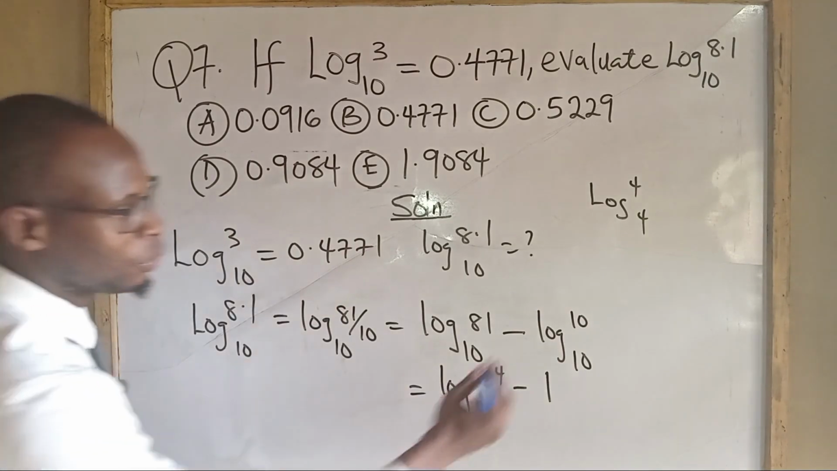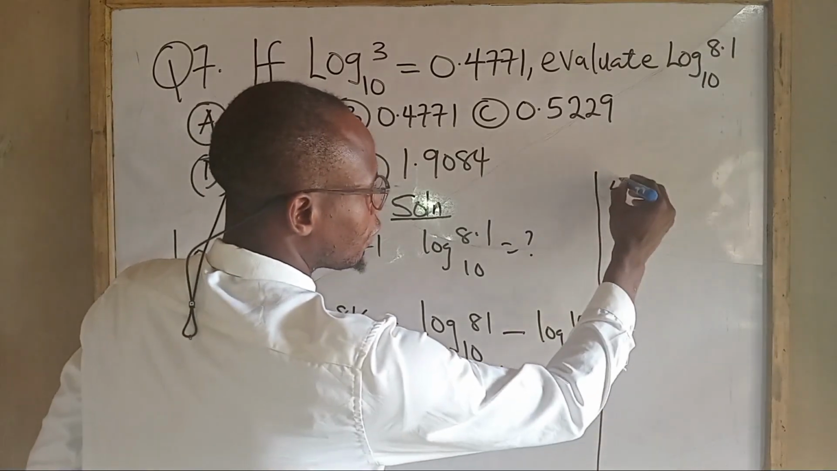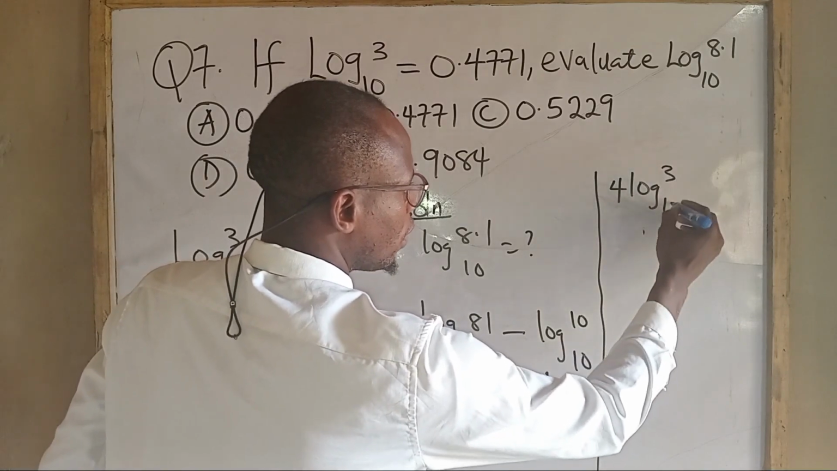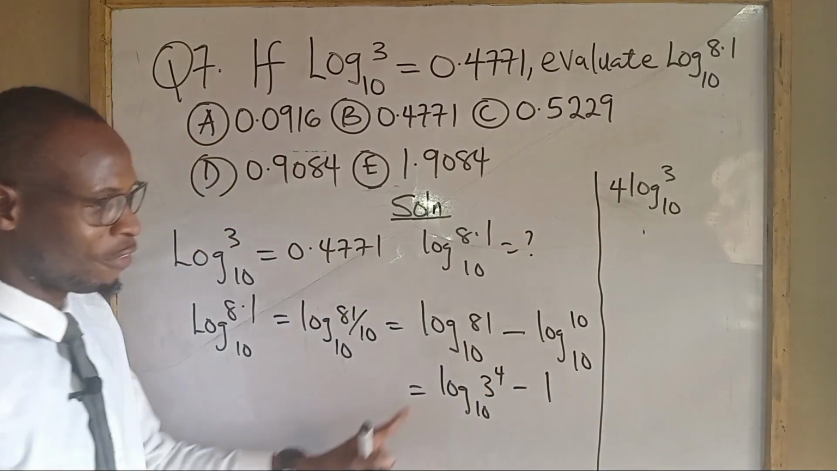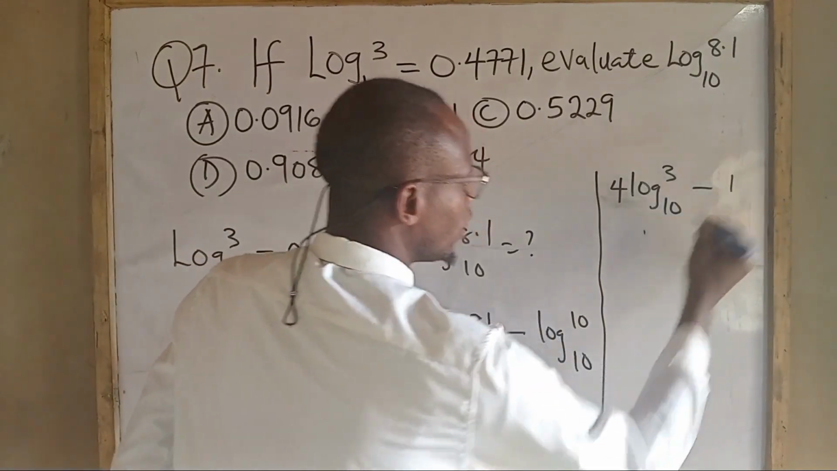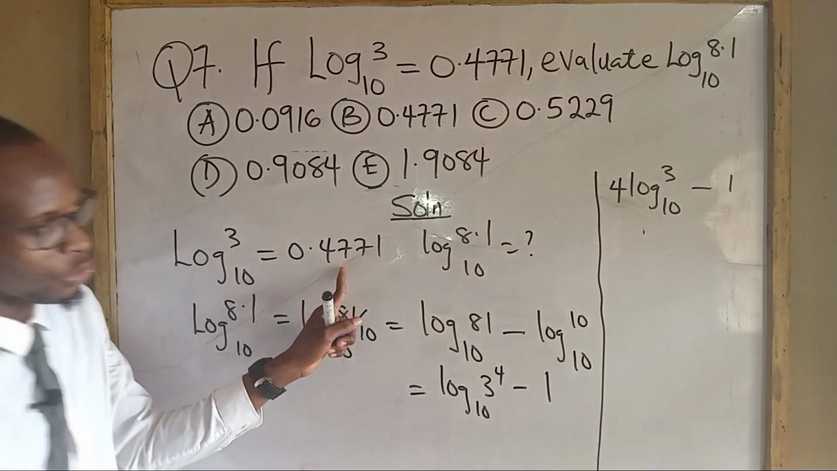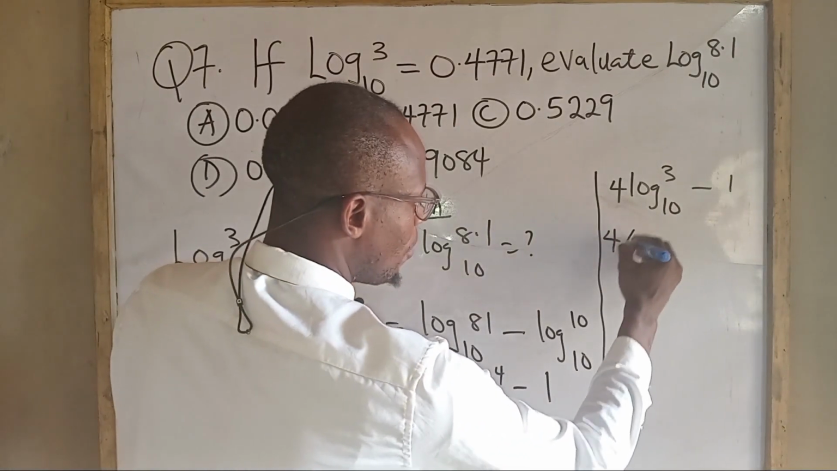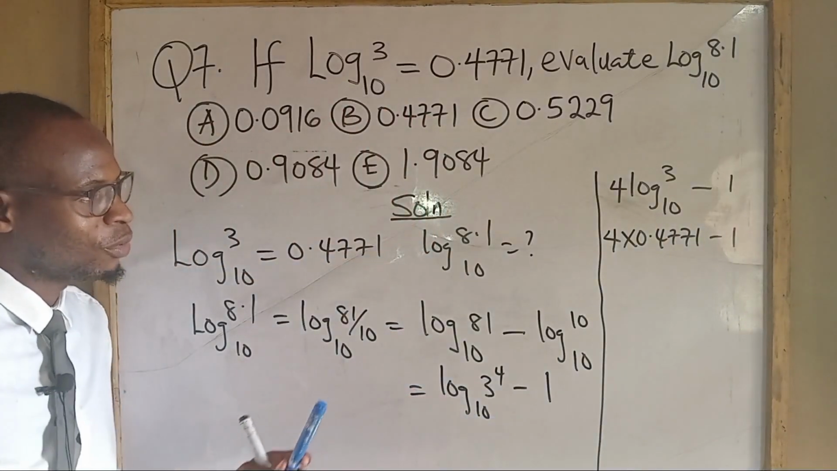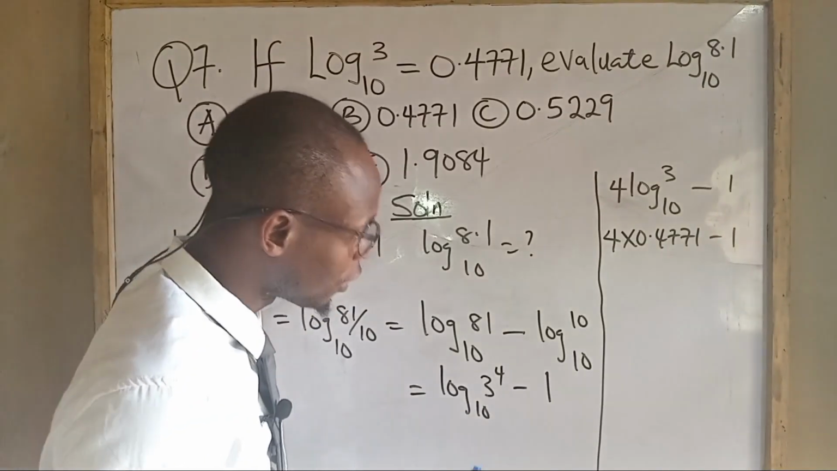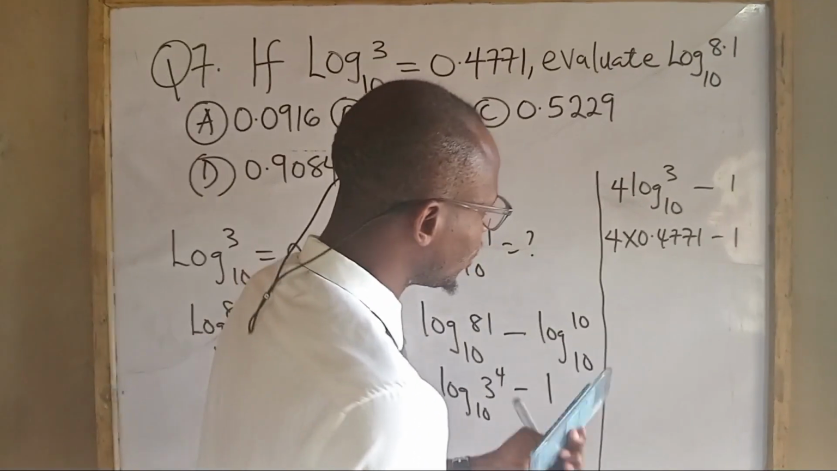Now on further expression, this one is the same thing as 4 log 3 in base 10, because when you have an expression like this in logarithm, you are expected to bring the power to the front. Then minus 1. And we have been told that log 3 in base 10 is equal to 0.4771. So let's replace back. We should have 4 multiplied by 0.4771 minus 1. Let's multiply this with the calculator to save time. So 4 multiplied by 0.4771 gives me 1.9084.